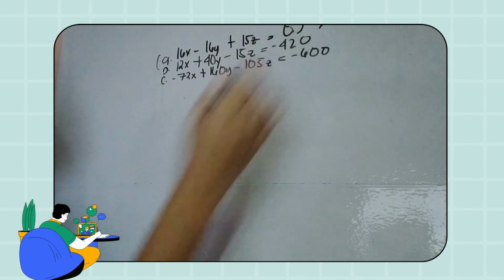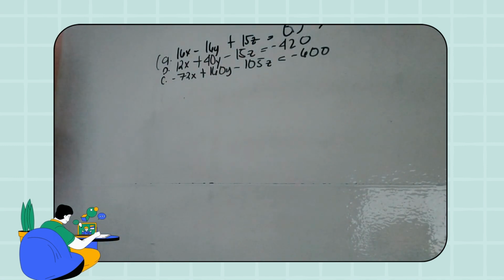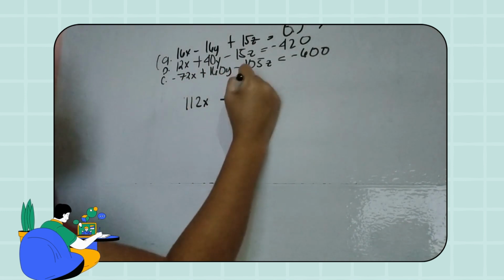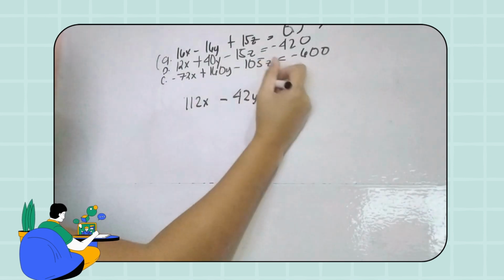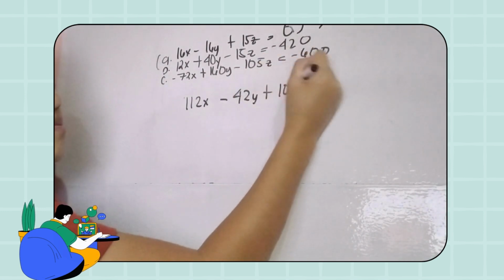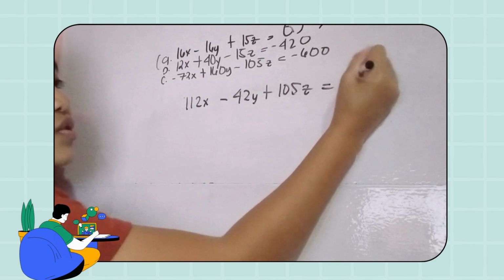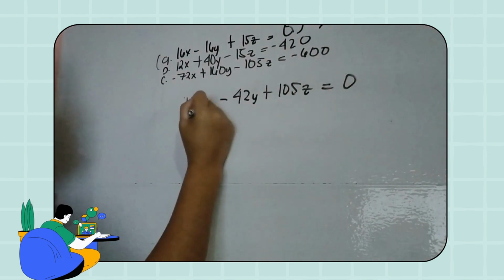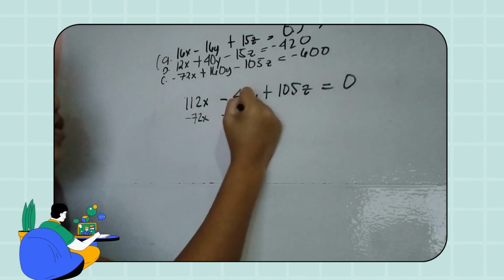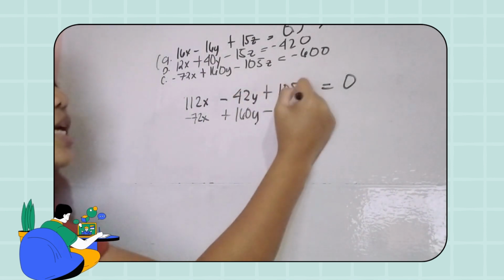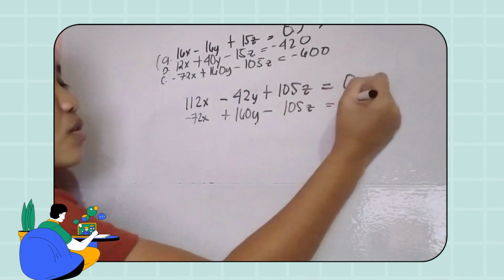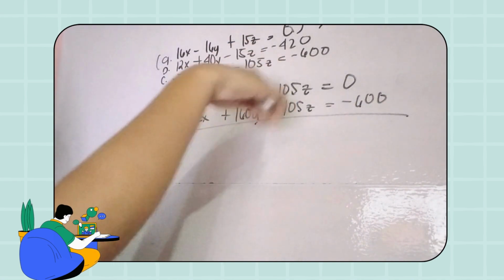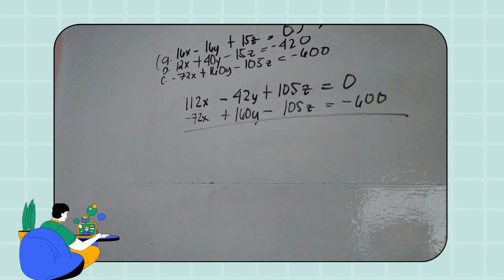So as we multiply it by 7, the resulting value of equation 1 would be 112x minus 42y plus 105z equals 0. Let's add on our third equation. We have 72x plus 160y minus 105z plus negative 600. As you have observed, our z coefficients are aligning.